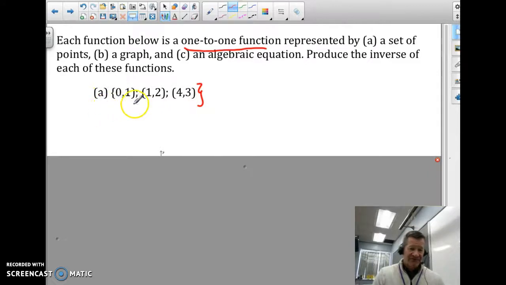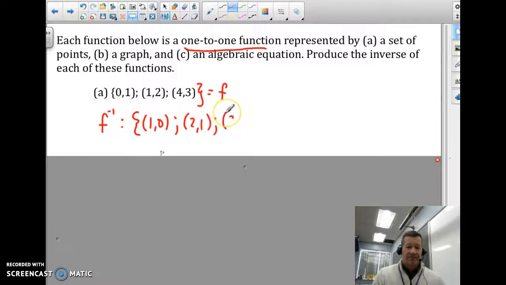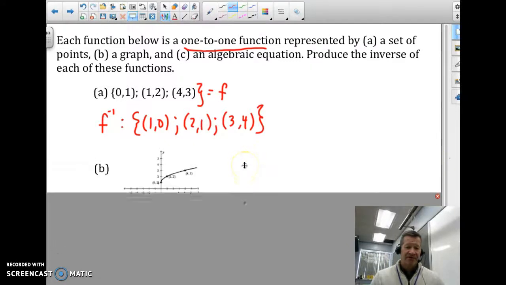Well, to find an inverse, all you have to do is to switch the x and y values. So if this function, let's say for example, was called f, then its inverse, which we call f inverse, would be (1, 0), (2, 1), and (3, 4). And that's as tough as it gets, just switching the x and y values. So numerically, very simple to do.